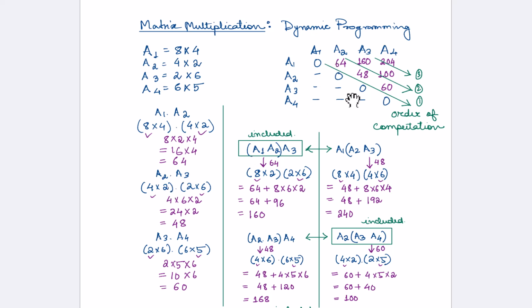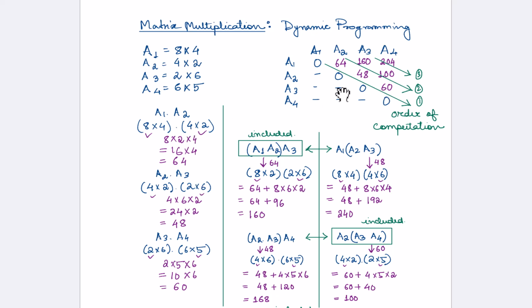Then we move on to the next one, which is A2 and A3. For A2 and A3, similarly, we have to take the extreme values 4 and 6 and then multiply it with the common value 2. So 4 into 6 into 2, we get 48. So we put 48 in the right place. Then finally we have A3 and A4. For A3 and A4, we again have extreme values 2 and 5 and the common value is 6. So 2 into 5 into 6, we get 60 and we put 60 here.